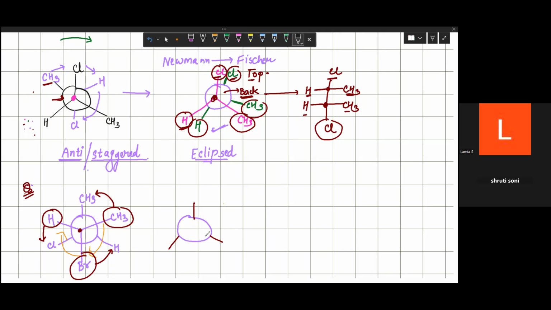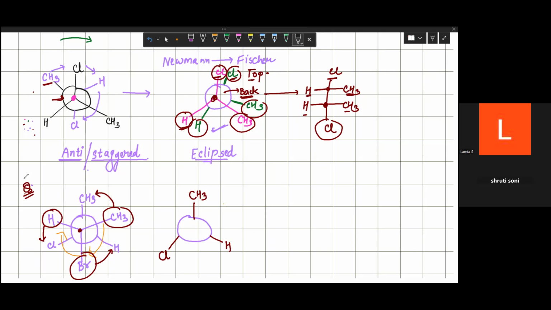Can I make this structure? So this is the back carbon, CH3, hydrogen, Cl. We don't change any position of these atoms or molecules. Okay, are you able to understand? Do you have any doubt, anything?